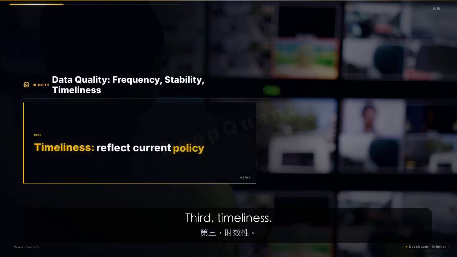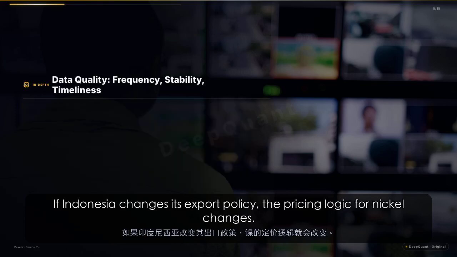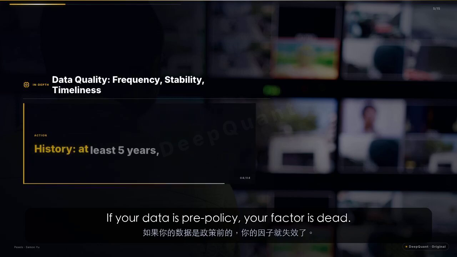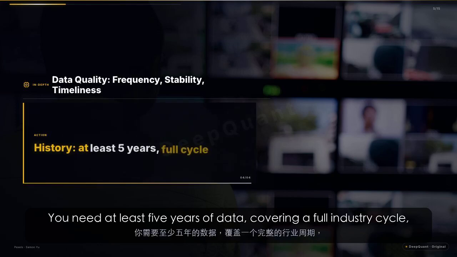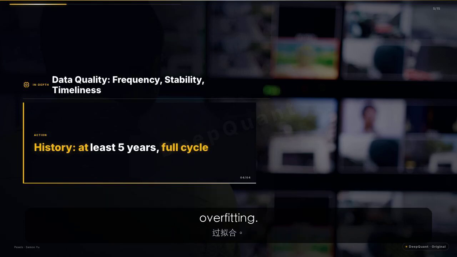Third, timeliness. If Indonesia changes its export policy, the pricing logic for nickel changes. If your data is pre-policy, your factor is dead. Fourth, history. You need at least 5 years of data, covering a full industry cycle, otherwise your backtest might only cover a one-sided market, leading to severe overfitting.